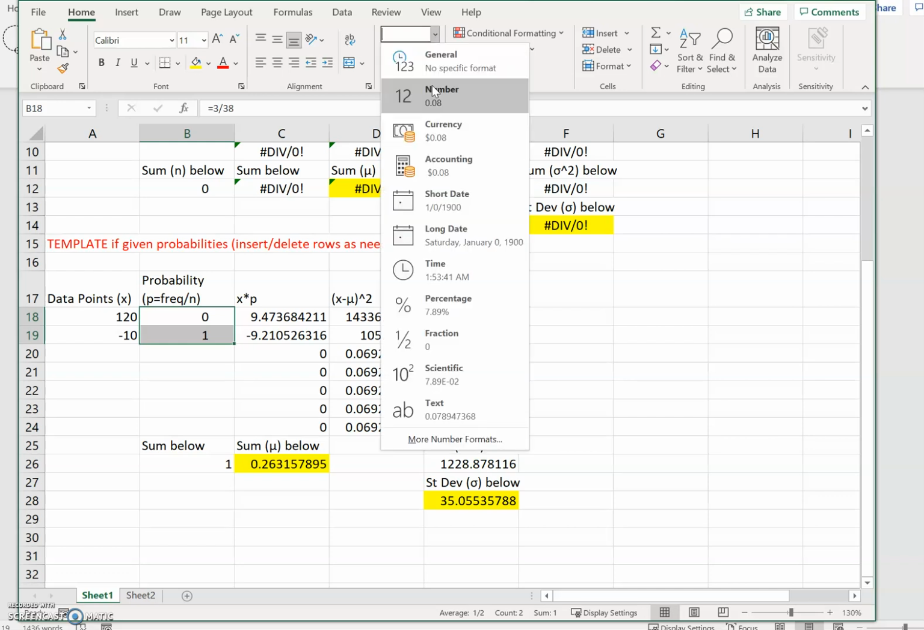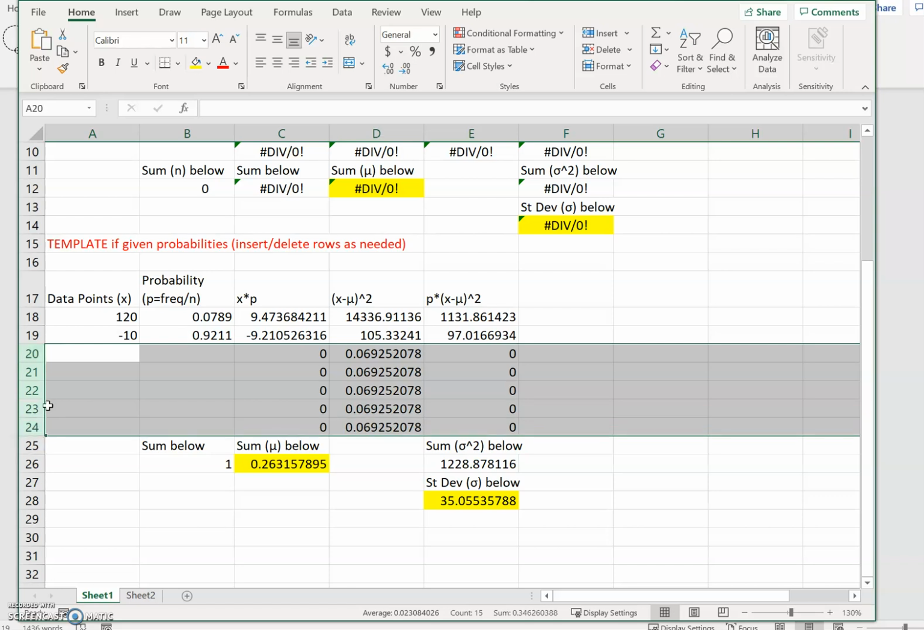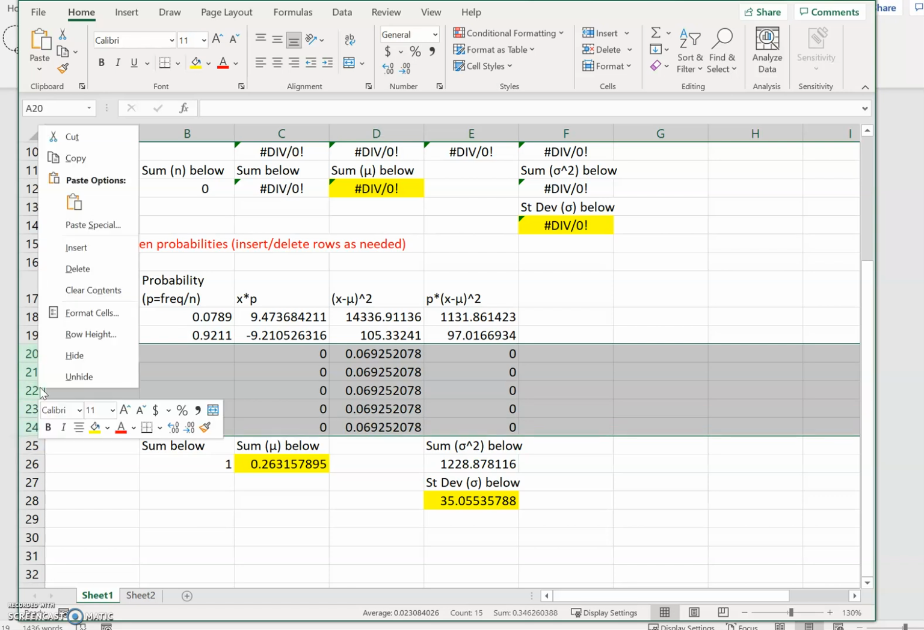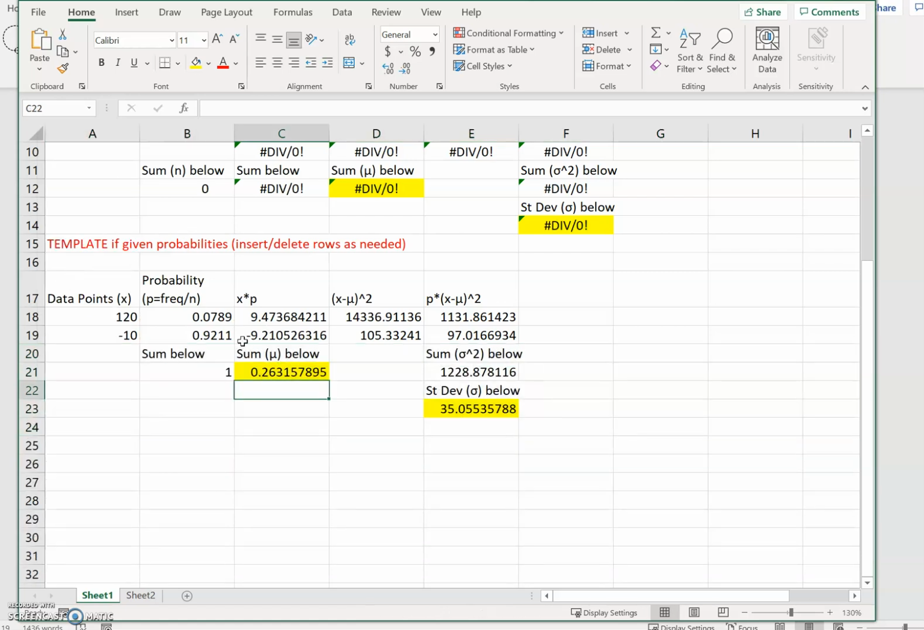But sure, if we want to see it as a decimal, just to make sure we're not fooling ourselves, and of course we can increase the number of decimals too if we need to. Anyway, what you may want to do is delete these extra rows, because otherwise you're going to have some values calculated in here. So I'm going to delete those just to make sure that they're not actually being counted. Here we see the sum of our probabilities. That should be 1. X times P, so it's just multiplying these together. And notice that's exactly what we did.